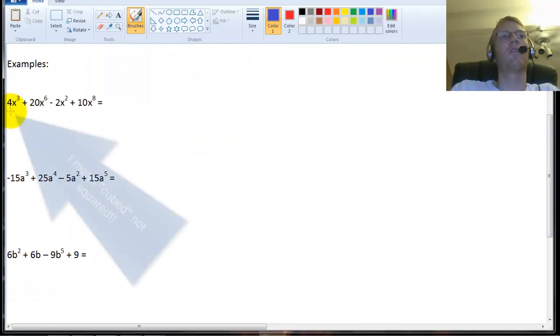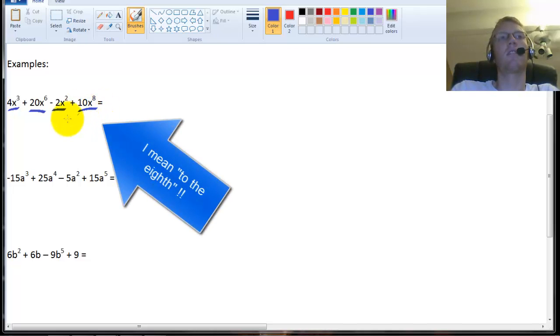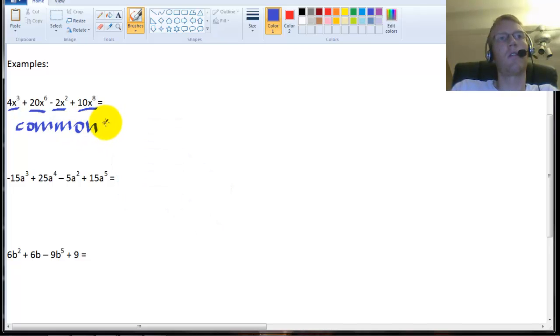When I look at these terms, 4x cubed, 20x to the 6th, negative 2x squared, and 10x to the 8th, what do they have in common? So you ask yourself, first look at the numbers. We need to find what these terms have in common. They've got a 4, a 20, a negative 2, and a 10. So the biggest number that they all have in common is a 2. And now look at the variables: x to the 3rd, x to the 6th, x to the 2nd, and x to the 8th. The biggest thing they all have in common is an x squared.